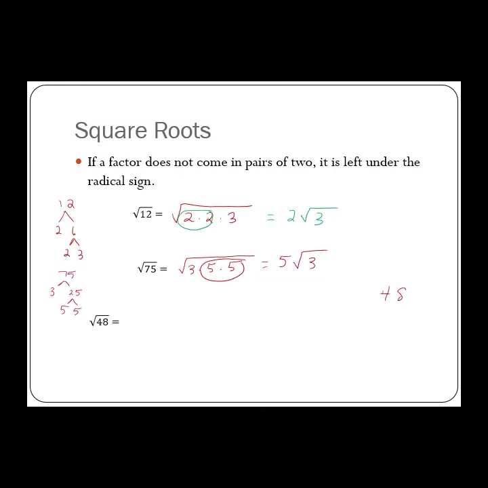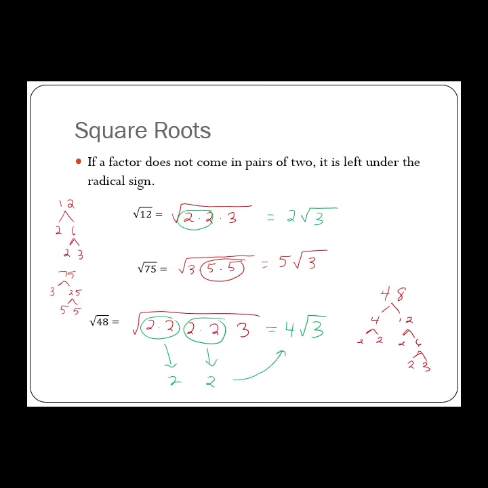48 is 4 times 12, which is 2 times 2, which is 2 times 6, 2 times 3. So all together we have 2 times 2 times 2 times 2 times 3. These all just happen to have 3 underneath the square root. That's not necessarily going to be the case. And so we get 4 square roots of 3, because we could pull out 1, 2 from here and 1, 2 from there. That's where the 4 came from.